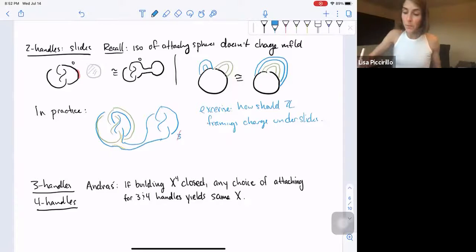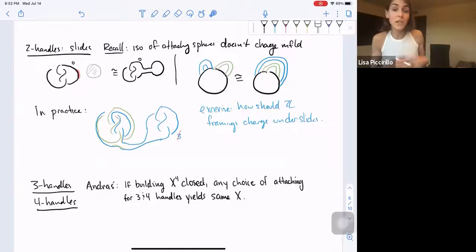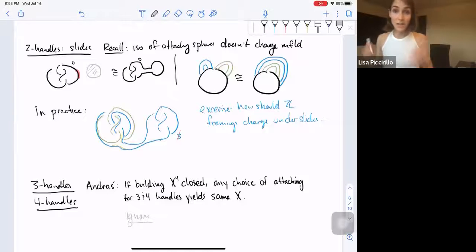They're 3 and 4 handles, but Andras already told us this very important fact about them: if you're building a closed 4-manifold, then it doesn't actually matter how you attach your 3 and 4 handles. You're always going to get the same 4-manifold. And we're going to take that as a great excuse to ignore 3 and 4 handles for now. The other folks are mostly building closed manifolds, and I don't think I'm going to need 3 handles in my section, so we're not going to.